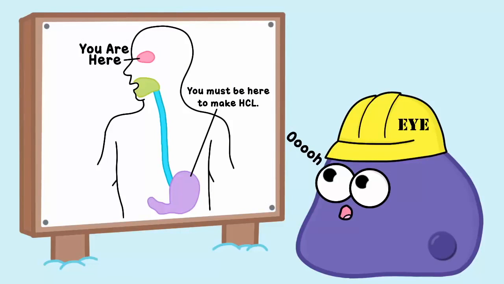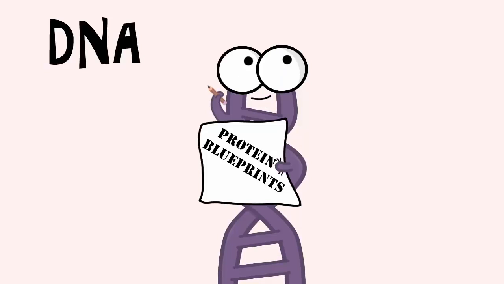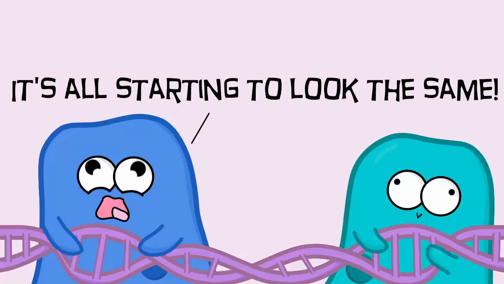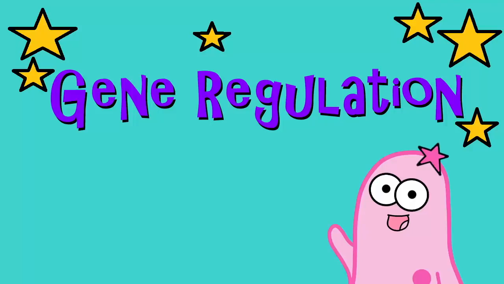Remember that genes are made up of DNA. DNA is used to give instructions for the production of proteins in the process of protein synthesis. But an important concept is that there needs to be a method of determining which genes will be turned on and which genes will be turned off. This is called gene regulation. And there are many ways that genes are regulated.